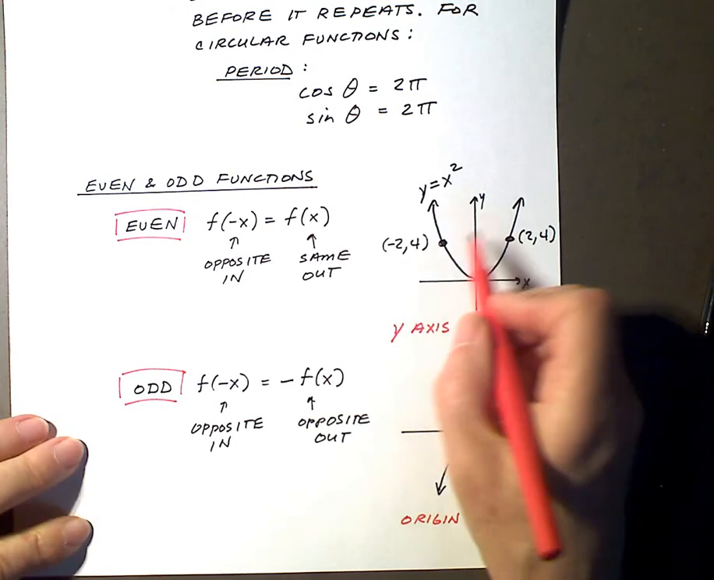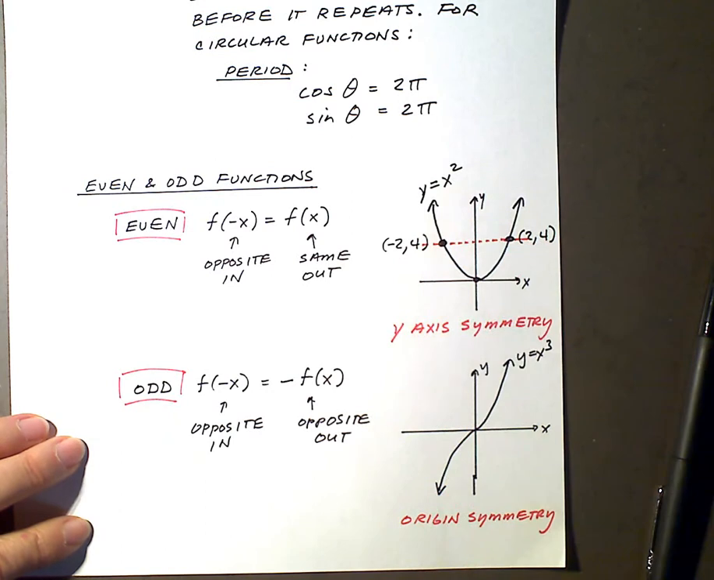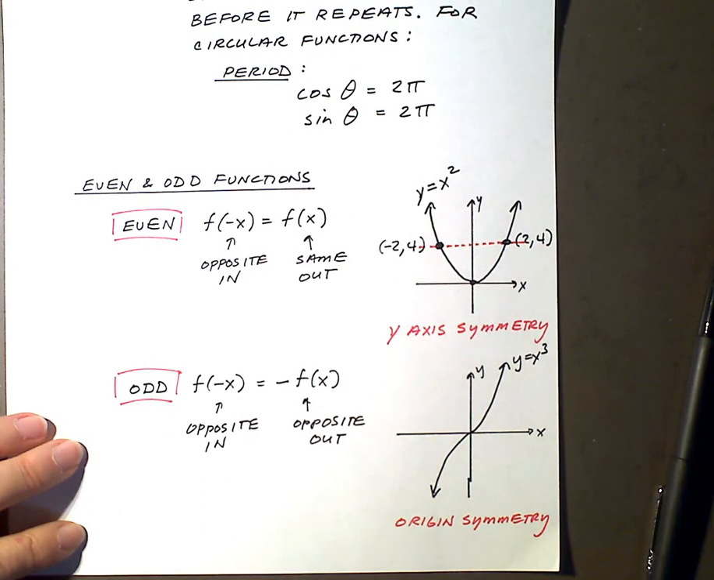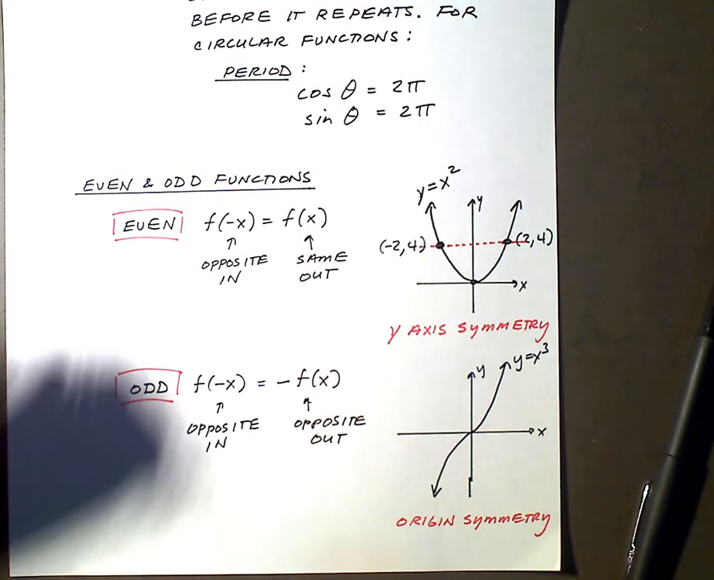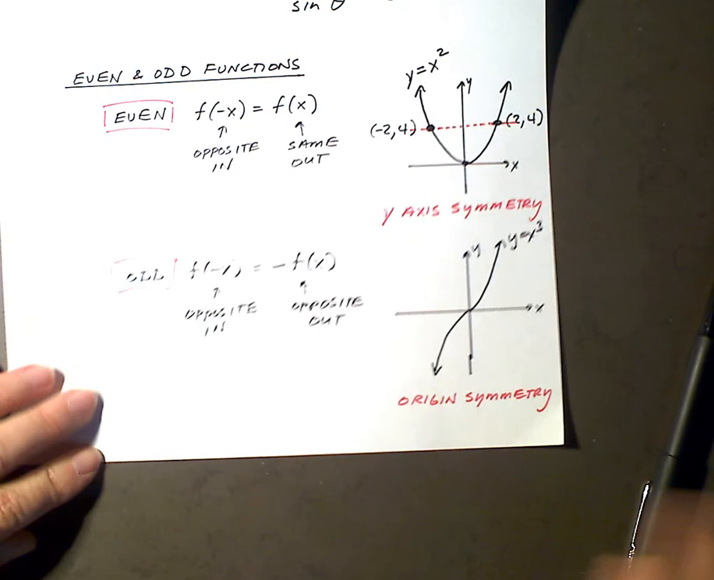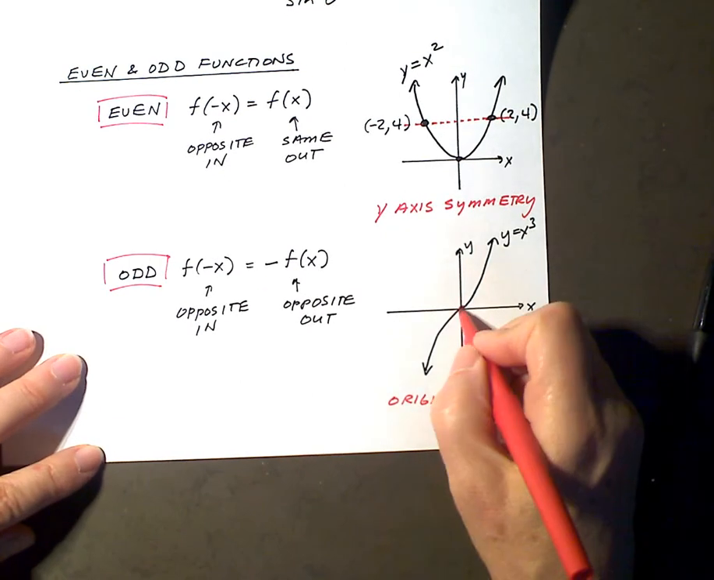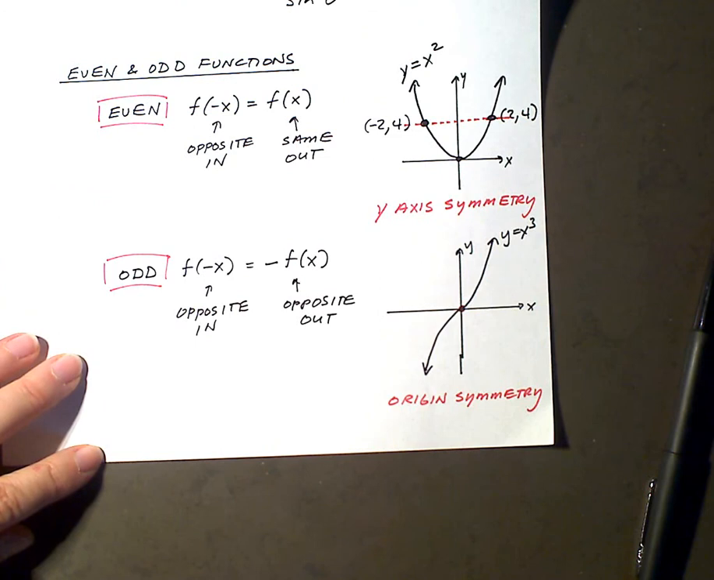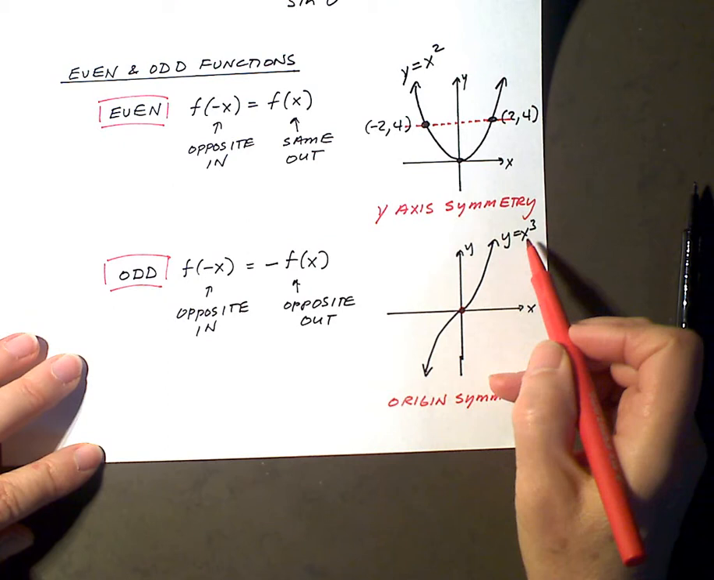And you see how you get this symmetry. You could put a ruler through those going across the y-axis, and there's a perfect reflection of all the points. So I think of this as opposite in, same out. Odd functions have what we call origin symmetry. They are symmetrical about the origin at this point. So an example of an odd function would be y equals x to the third, a cubic function.